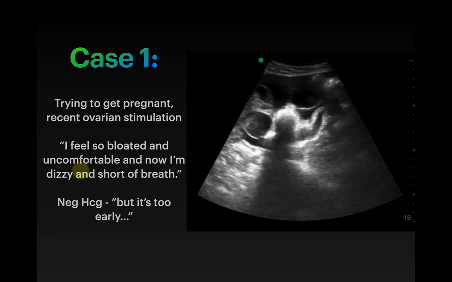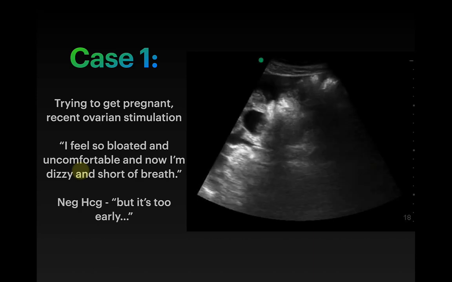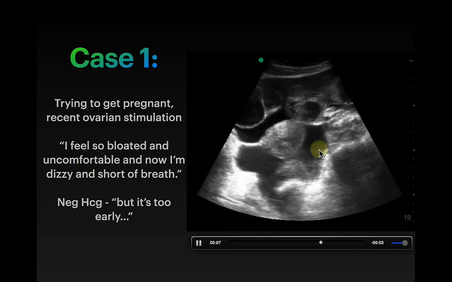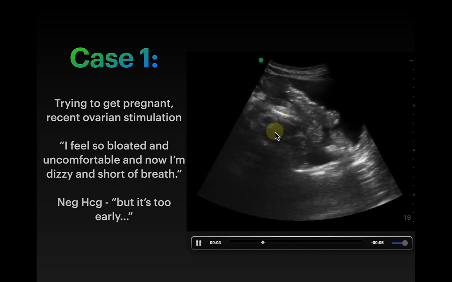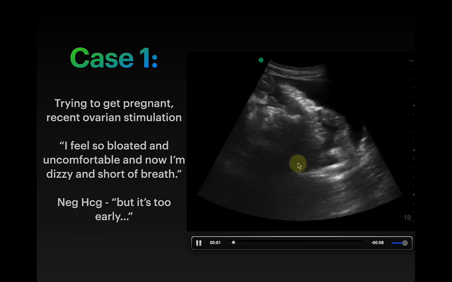This is her ultrasound. So she has a ton of ascites. This is her uterus right here, kind of swimming in amongst these big, huge circles or cysts. So she had, does anybody know what this is?